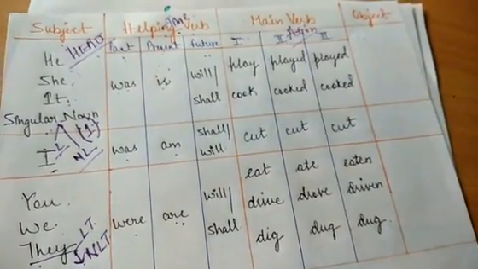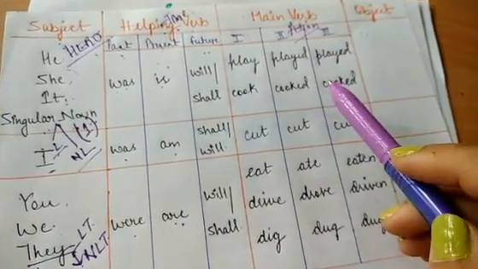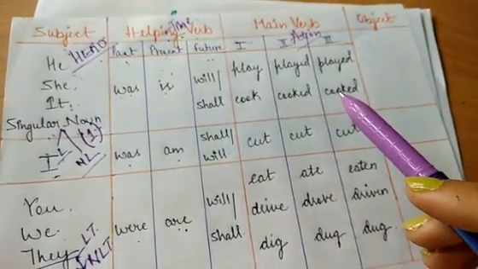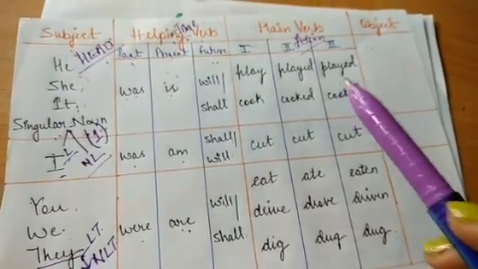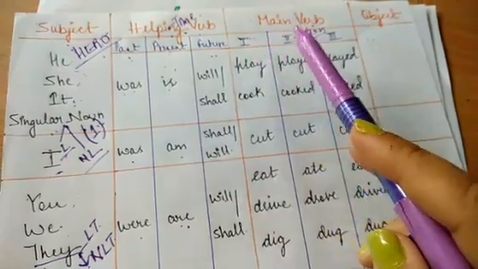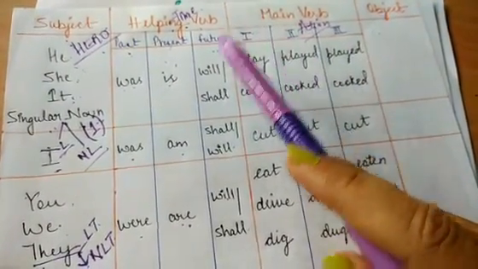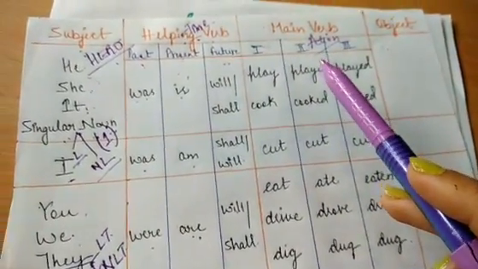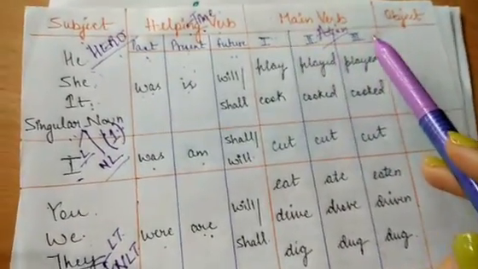Every word that tells us about an action is a main verb, because the helping verb tells us about time. Every main verb has three forms: first form, second form, third form. These forms are used in accordance with the sentence that we are speaking, which we will learn in coming lessons. For right now, let us check the three forms of verb.